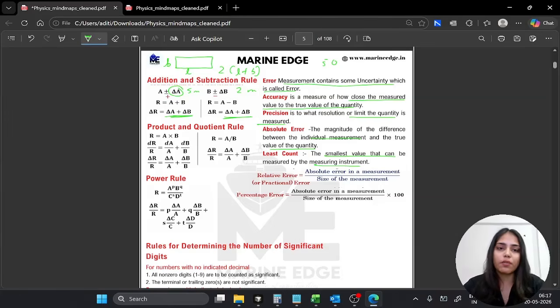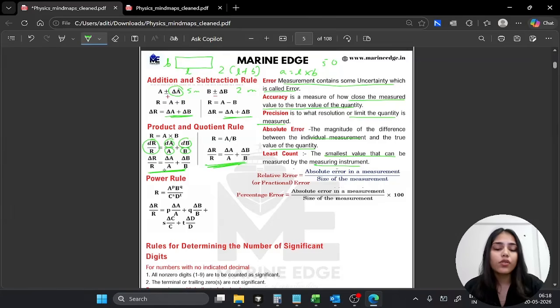Now moving forward, when we have to divide or multiply values, for example if we are calculating the area of the same rectangle, the formula for area will be what? L cross B. Right? So when we are talking about area, in that case we calculate the percentage error or fractional error. That is, we divide the error delta A by the actual value of A, plus delta B by the actual value of B, like this. And similarly, the same formula goes for division as well.